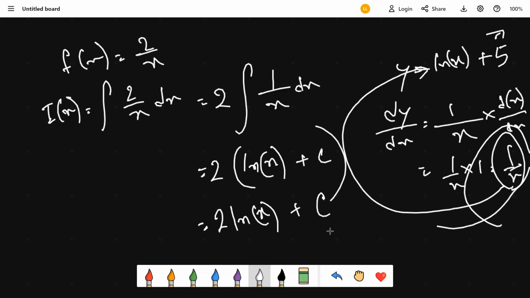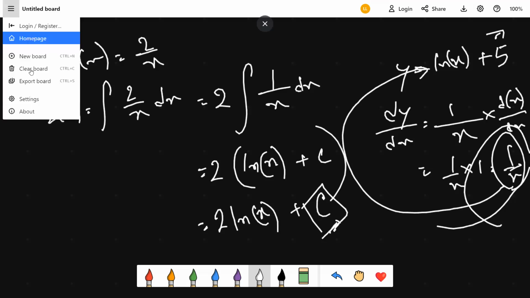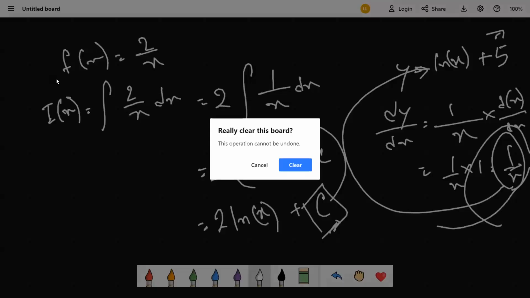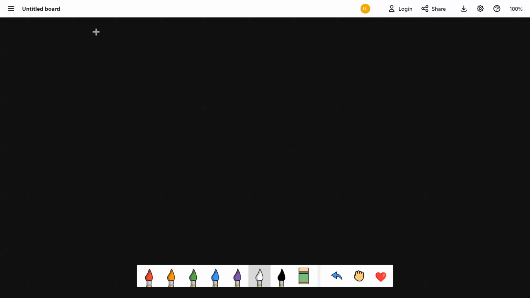Okay, because that doesn't have any effect, because we're representing a constant with some arbitrary letter character. So that's not an issue because that doesn't change the result. Okay, so that's our answer to this integration expression. Now moving to the next one, which is y equals cos of x.